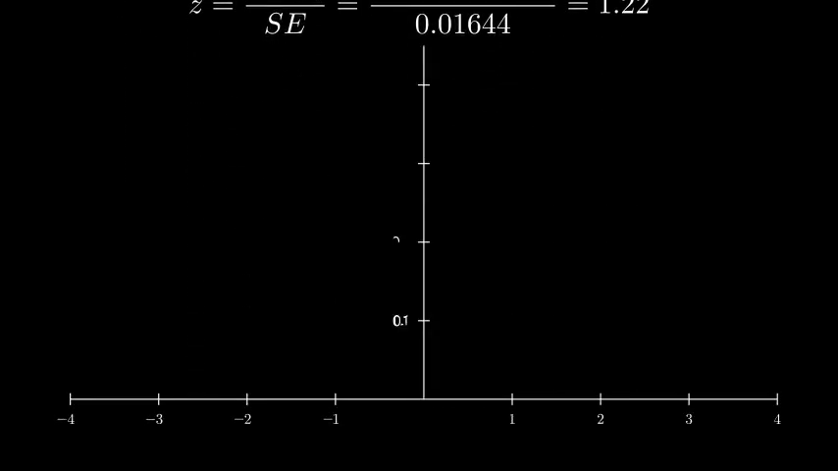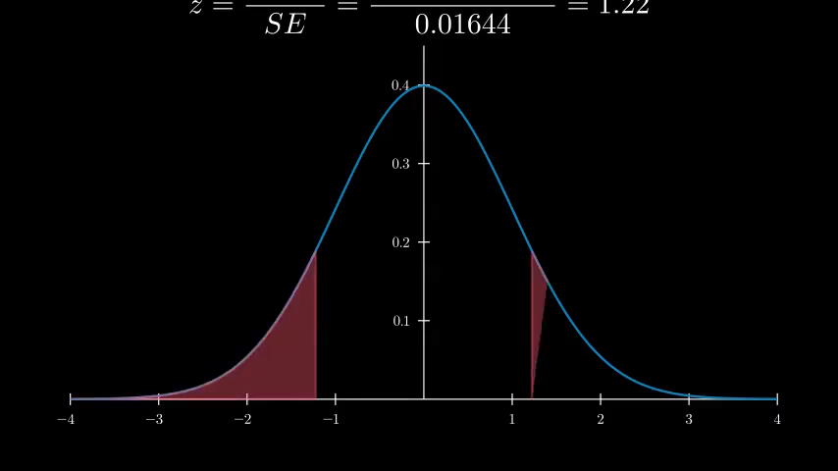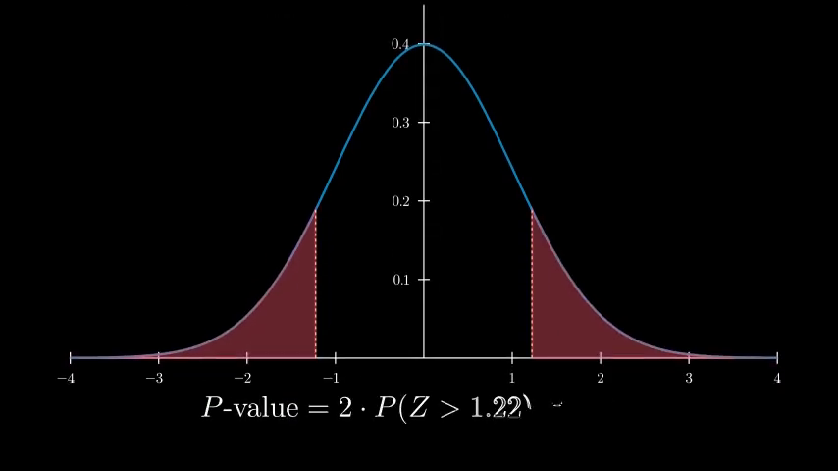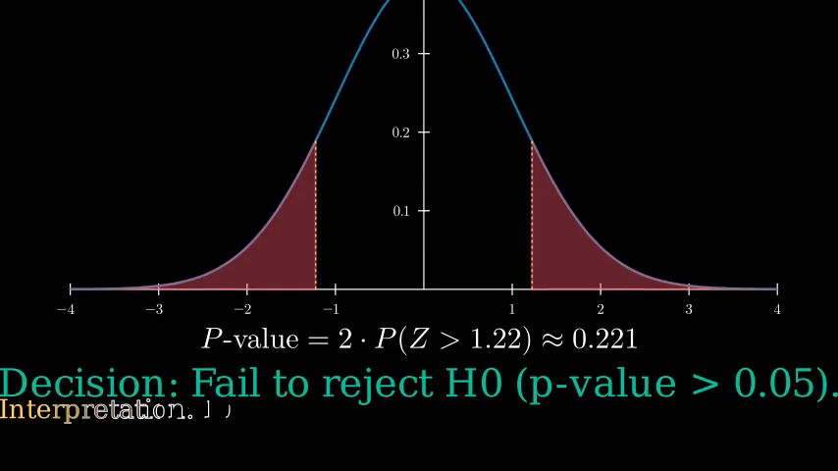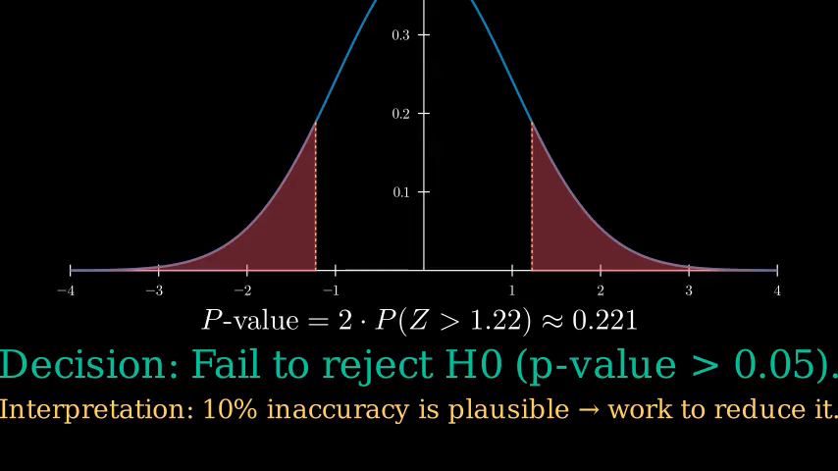Let's visualize the standard normal curve and shade both tails beyond the observed z. Make the decision at alpha equals 0.05. Since the p-value is larger than 0.05, we fail to reject the null hypothesis. It is plausible that the inaccuracy rate is 10%. That level may still be too high for a business goal, so the restaurant should work to lower it.